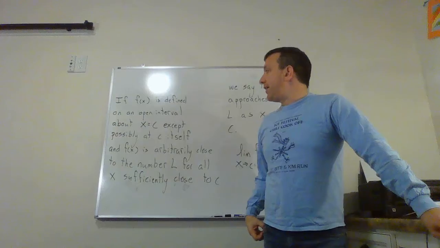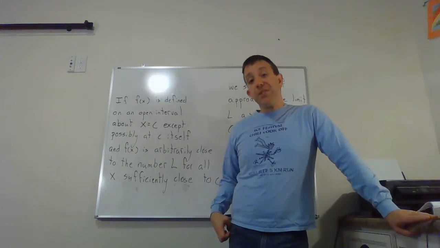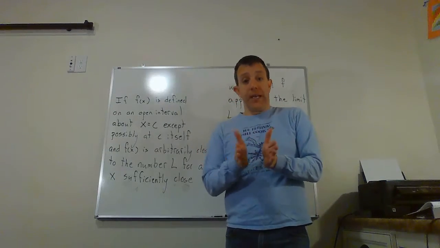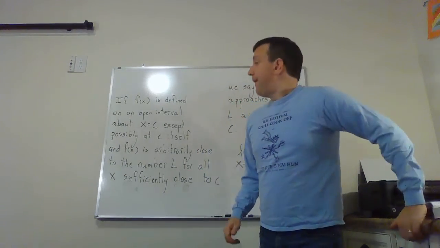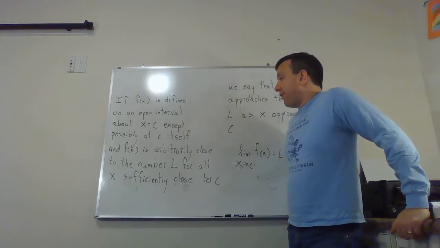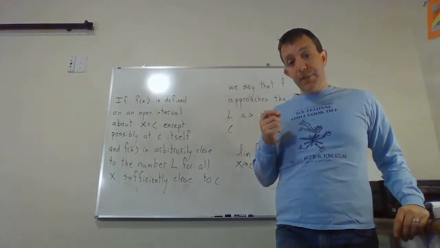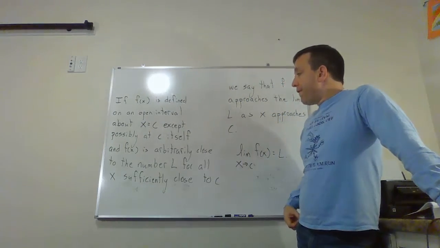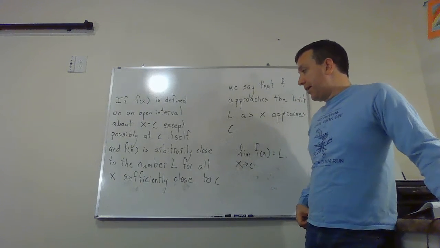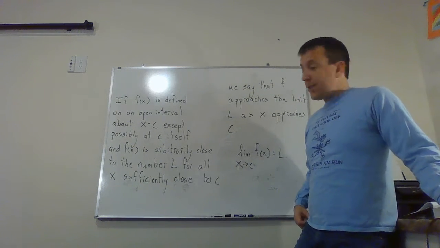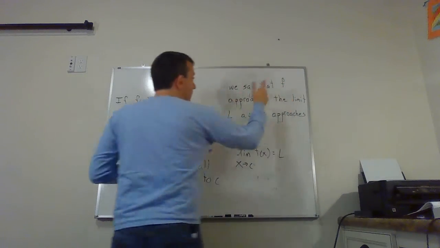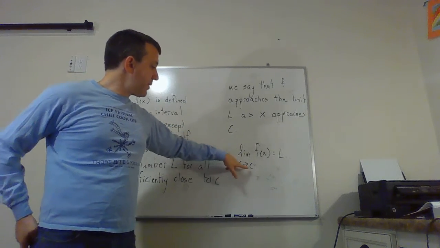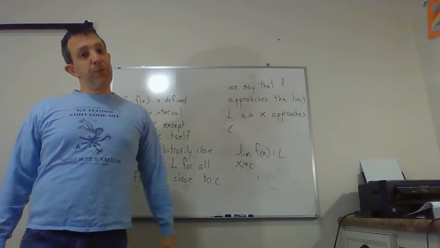If f of x is defined on an open interval about the point x is equal to c. So on that example that we had before, our x value was negative 2 that we were looking at. Okay, except possibly at c itself. Okay, again, the function doesn't have to be defined at the number we're looking at. And f of x is arbitrarily close to the number L for all x sufficiently close to c. We say that f approaches the limit L as x approaches c, and we write it as the limit as x goes to c of f of x is equal to L.